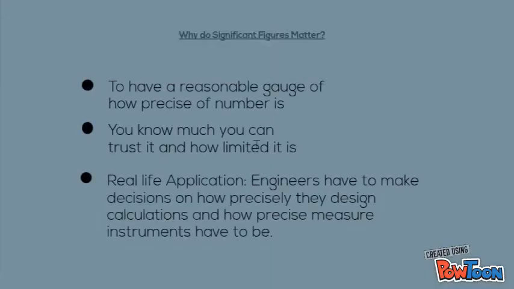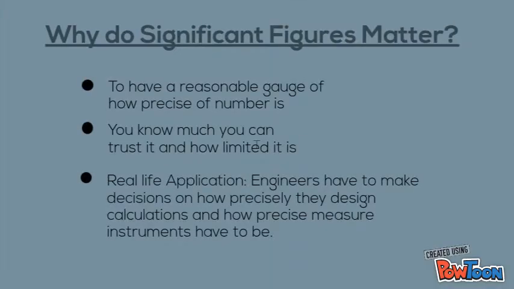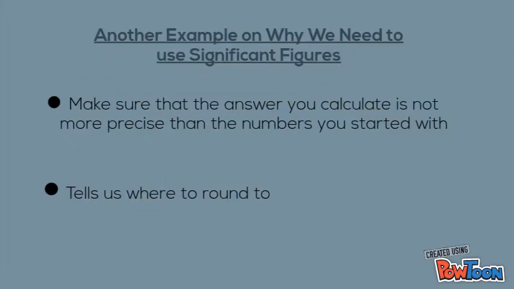So what is the point of this story? Significant figures matter. It's important to have a reasonable gauge of how precise a number is, so you know not only what the number is, but how much you can trust it and how limited it is. Significant figures tell us where to round, so we don't have to worry about rounding to specific decimal places. But the main point of significant figures is to make sure that the answer we calculate is not more precise than the numbers we started out with.